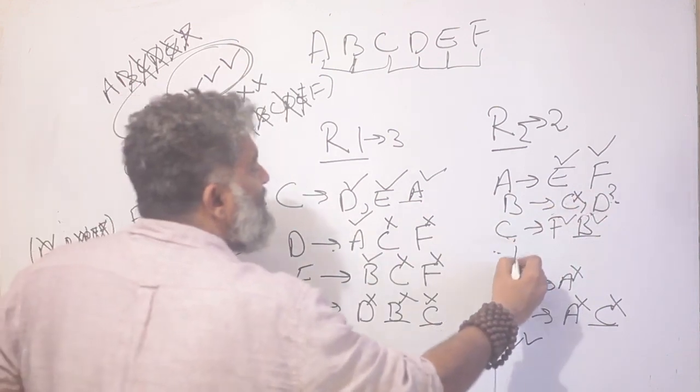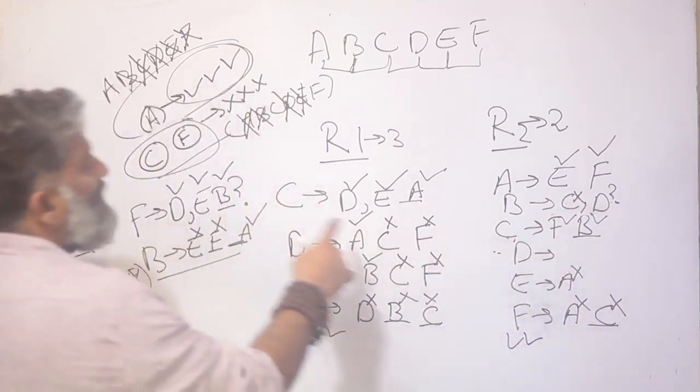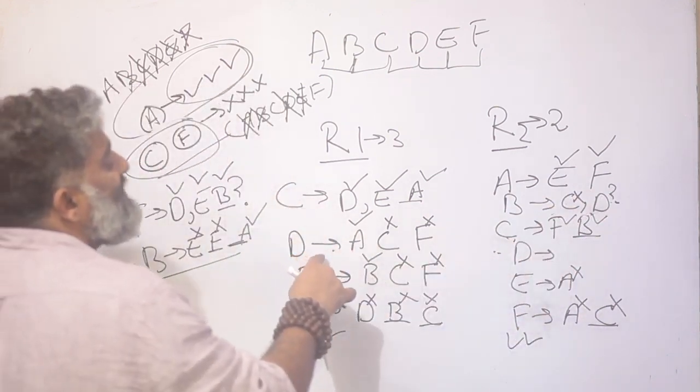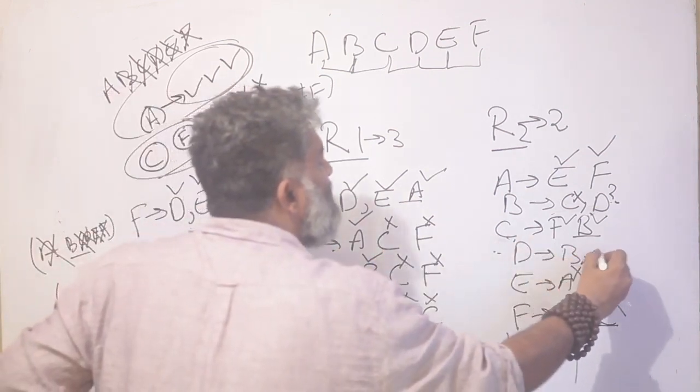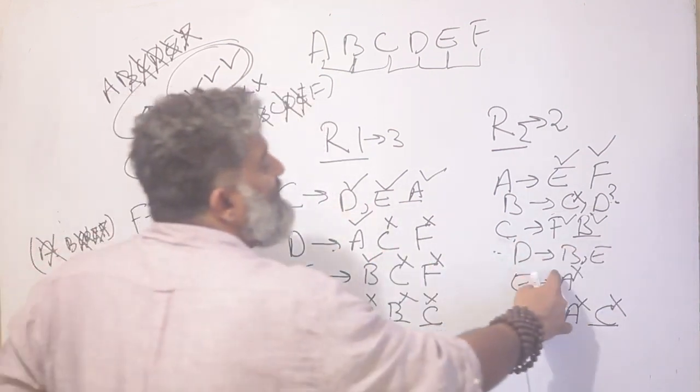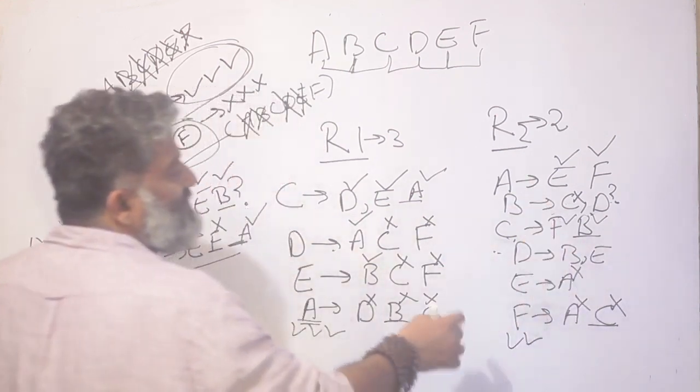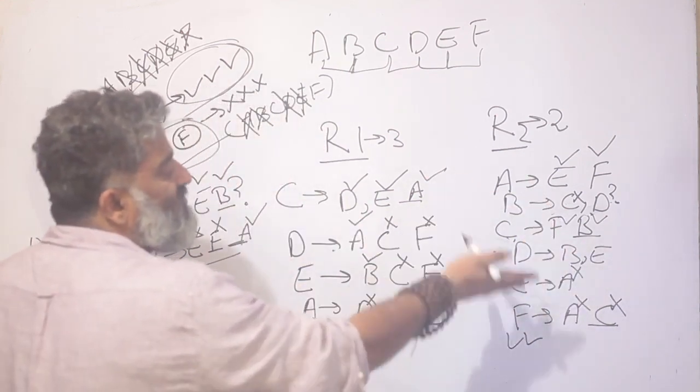So let me just complete this table for D also. D competed against A, C and F. That means B and E were left to play along. That means B and E were left for the second stage. So even for the second round, most of my data is done.